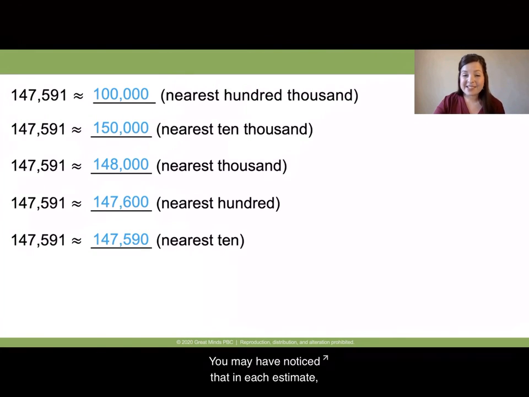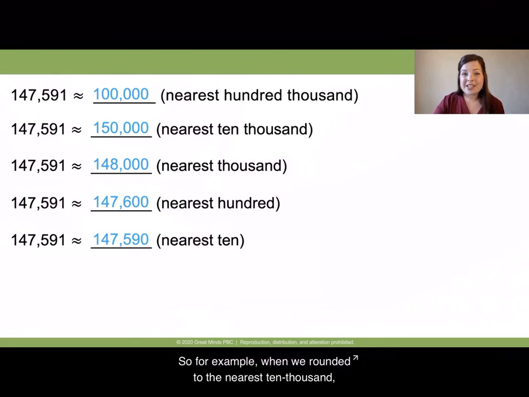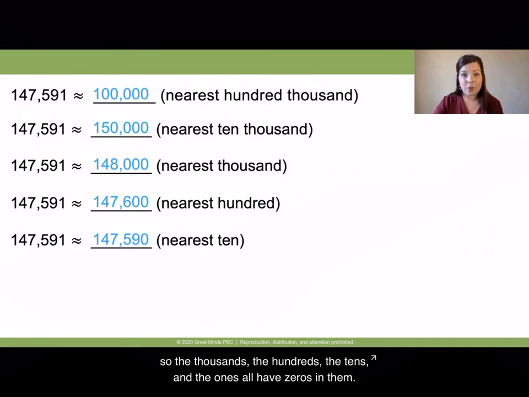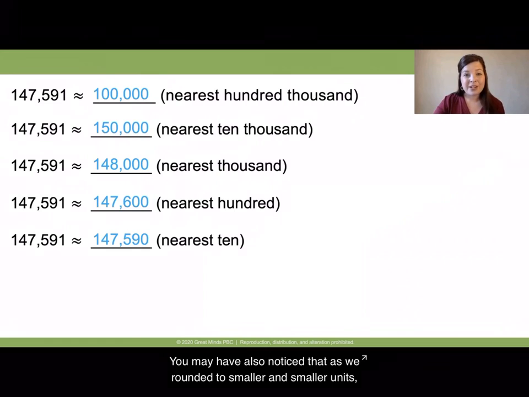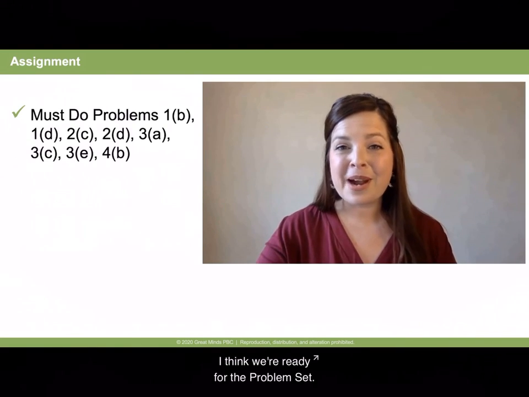You may have noticed that in each estimate, there are zeros in all of the units that are smaller than the unit that we rounded to. So for example, when we rounded to the nearest 10,000, all of the units that are smaller than 10,000s, so the thousands, the hundreds, the tens, and the ones, all have zeros in them. You may have also noticed that as we rounded to smaller and smaller units, our estimates got closer and closer to the actual number. I think we're ready for the problem set.